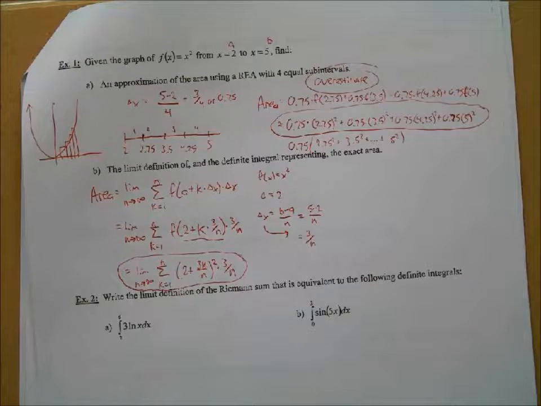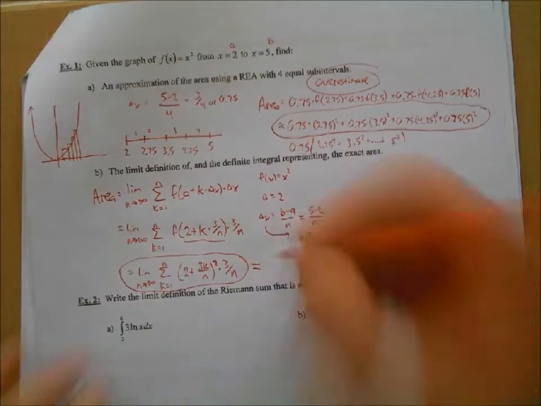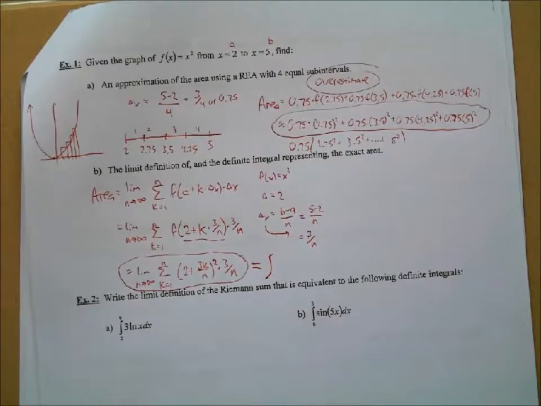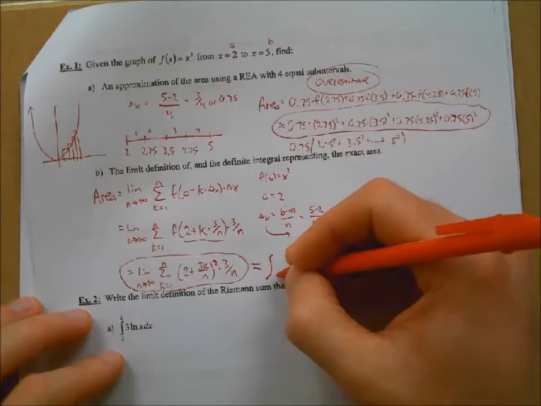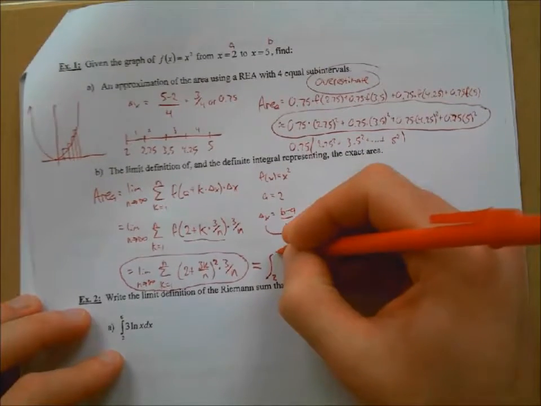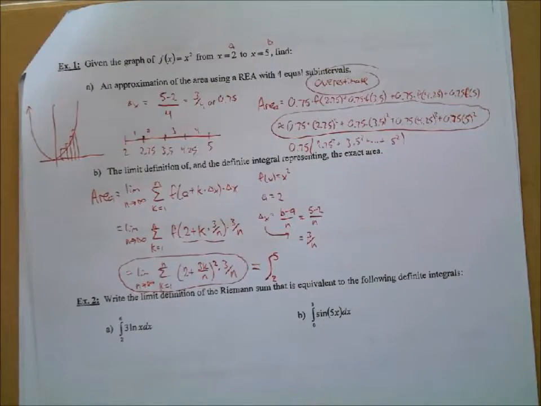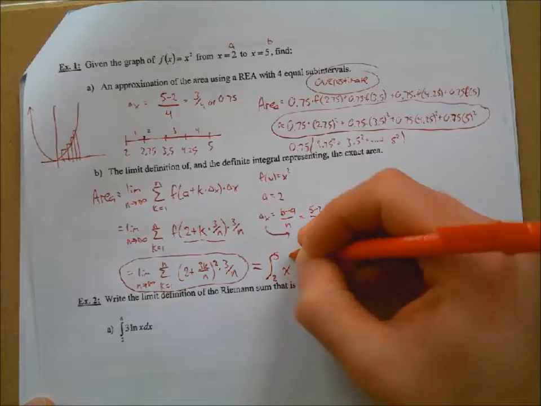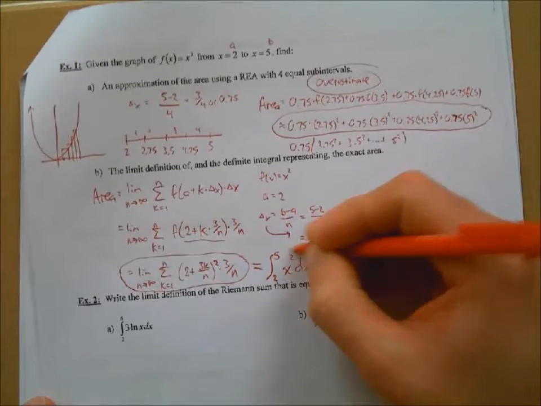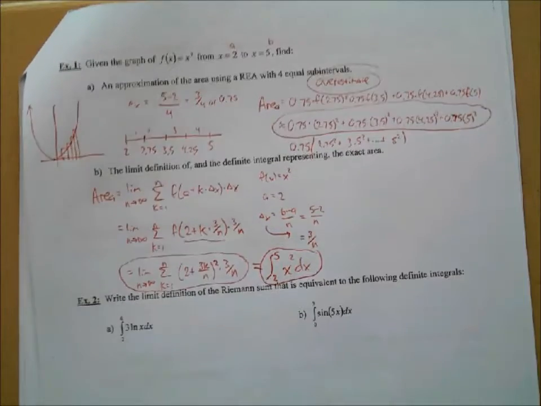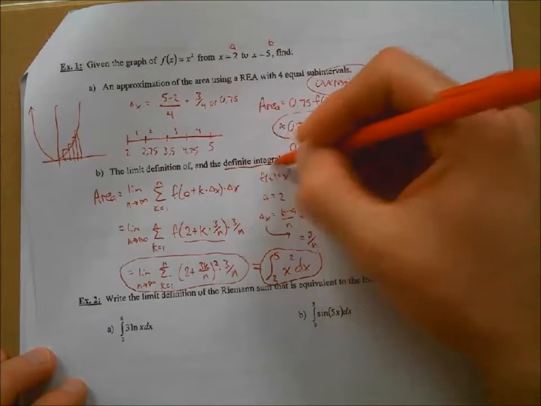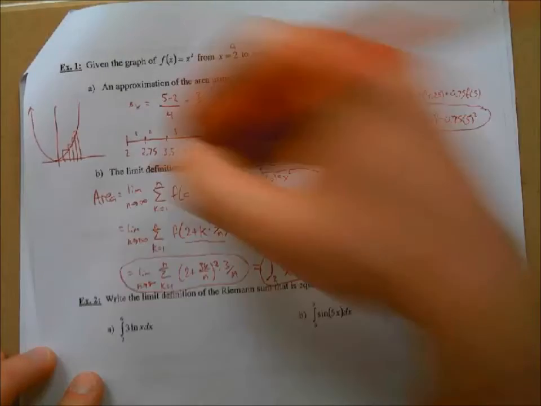And then the definite integral. Well, what's our left endpoint? What's our right endpoint? 2 and 5. So the lower limit of integration is 2, the upper limit of integration is 5. And what's our function? X squared dx. So there's the alternative way to write that in the definite integral representation. That's it.